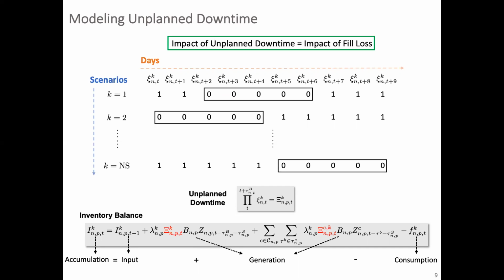For every scenario, you define a series of ones and zeros. 1 indicates that the plant is not facing an unplanned downtime, while 0 indicates that the plant is facing an unplanned downtime on a given day. And using these blocks of ones and zeros, you can define a downtime factor. That is the product of these binaries. From here, the inventory balance can be easily updated to include these unplanned downtime factors in the model.